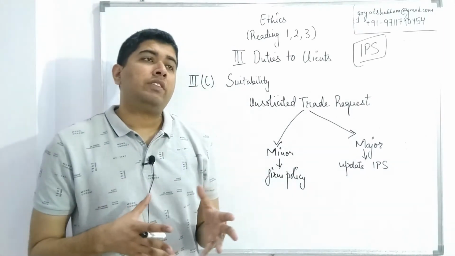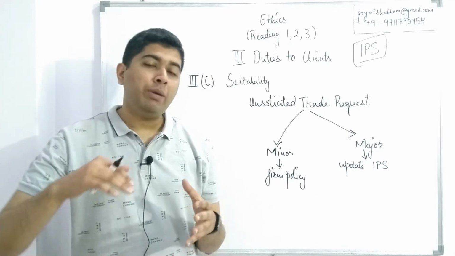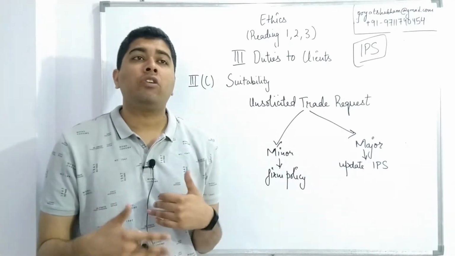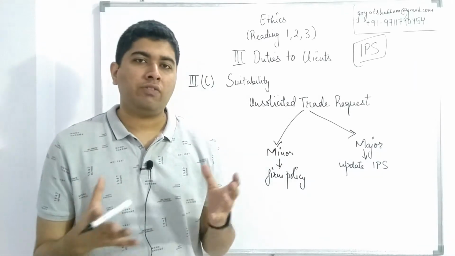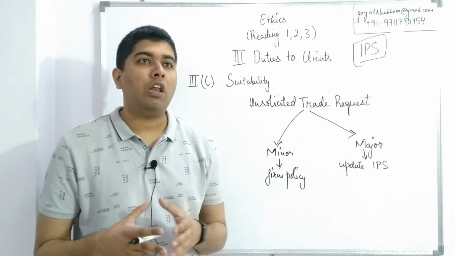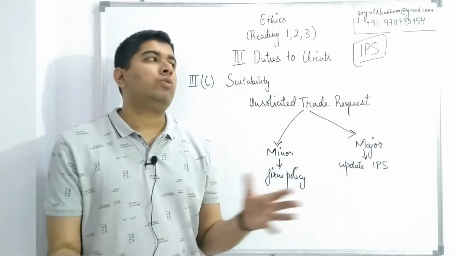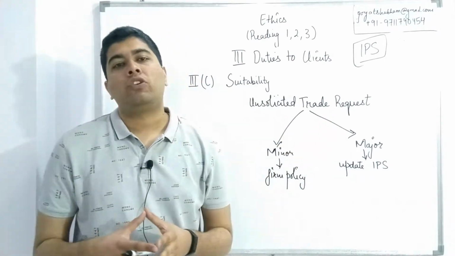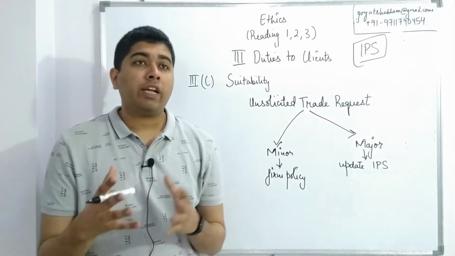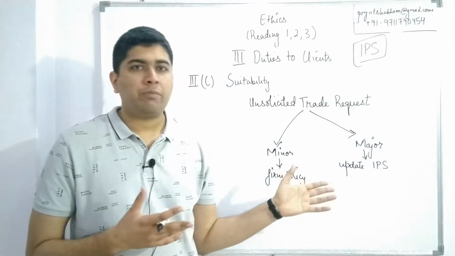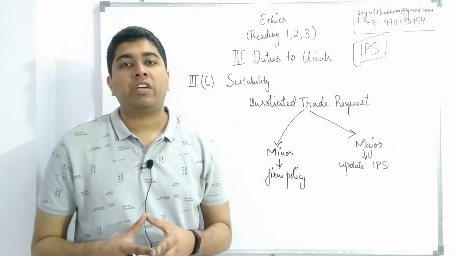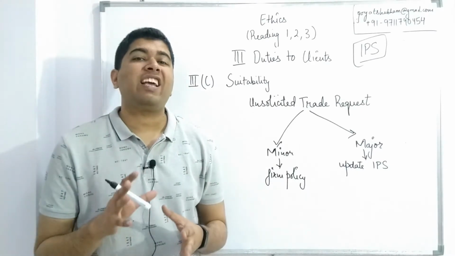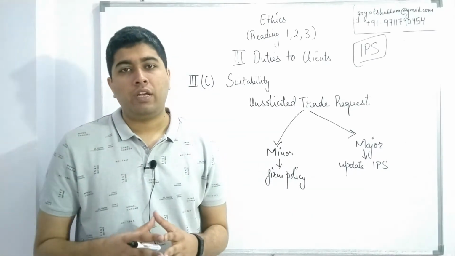So the first step is to discuss with the client to maybe update the IPS, maybe create a whole new IPS which has a new risk return profile for the client. That would allow me to now be able to execute this trade request on behalf of the client. Now, there can be a case where the client accepts this updated IPS, in which case, problem solved.